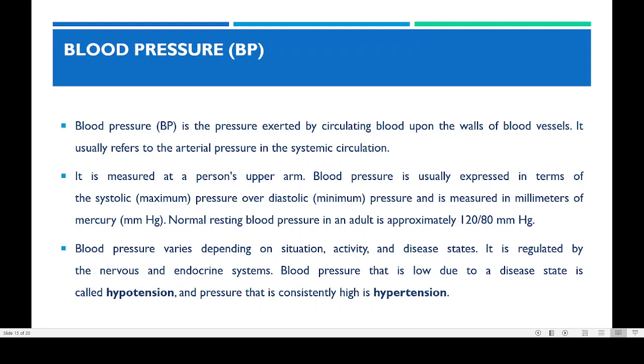And here you can see that it is measured normally in a person's arm. You know how the pressure is taken. There is an apparatus which we call a sphygmomanometer. Have you seen one? Every time you go to a doctor, they use a small device like this, known by the name sphygmomanometer. This is how the blood pressure is normally taken.